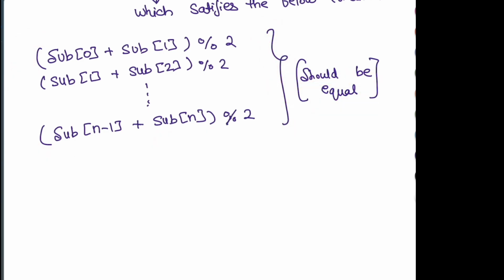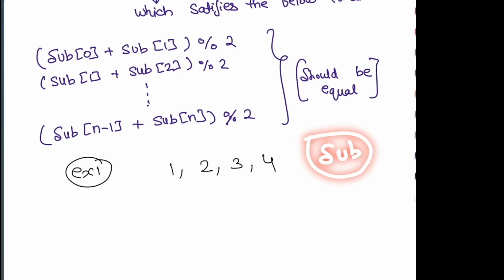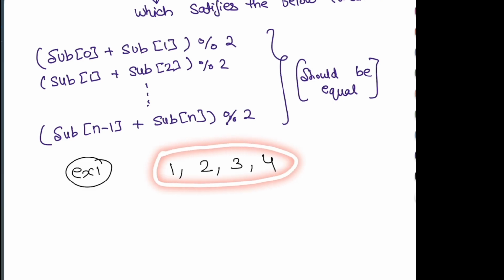Let me try to explain the problem with some examples. Let us say example number 1 is the given array 1, 2, 3, 4. Now first of all, let me tell you what a subsequence is. If you are confused about the subsequence concept, it is basically selecting a few or all elements of your given array in the same order in which they are in the array, from left to right.